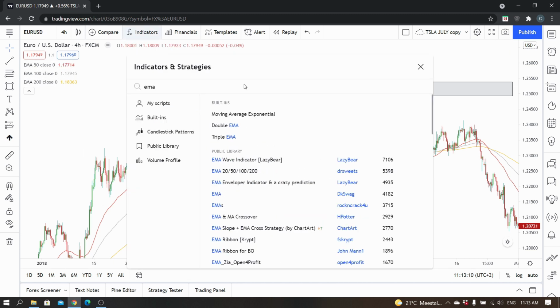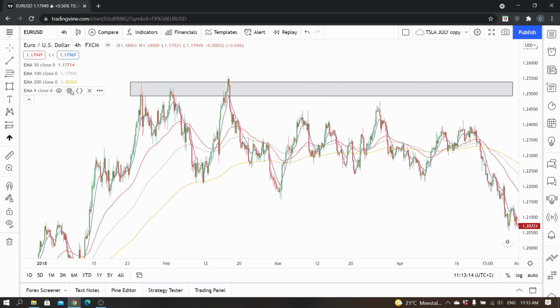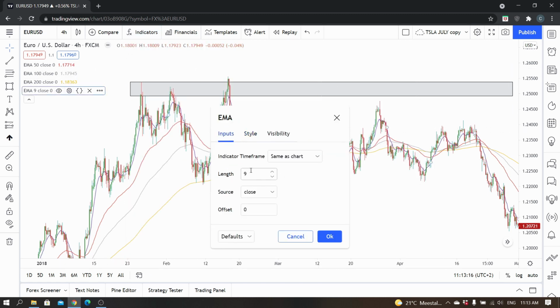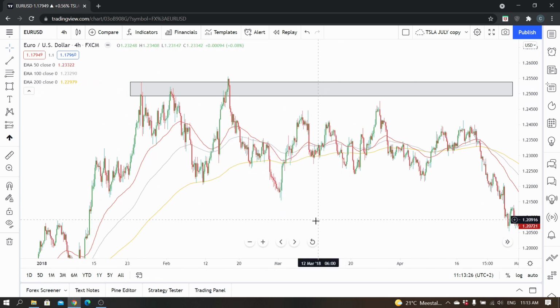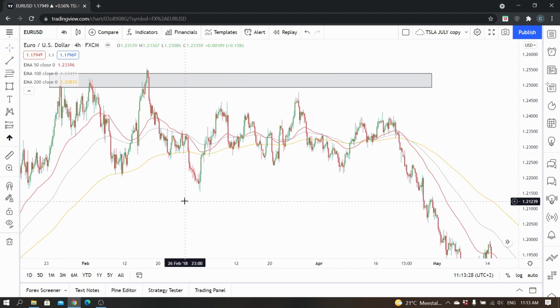You just type EMA and then it's the moving average exponential. You click on it, you press the input, and then I have one at length 200, one at length 100, one at length 50, and then I color code them, but that's something for myself. You need not do that if you don't want to. So looking at our leading indicator, which are our EMAs, we can see they are moving very sideways.